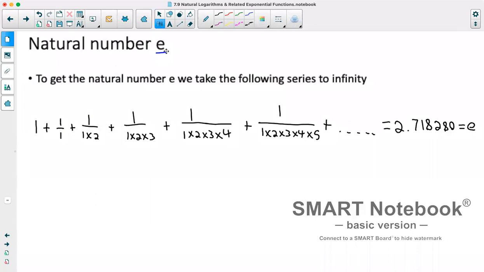To get the natural number e, we take the following series to infinity. So 1 plus 1 over 1 plus 1 over 1 times 2 plus 1 over 2 times 3 plus 1 over 1 times 2 times 3 times 4 plus 1 over 1 times 2 times 3 times 4 times 5, and that series to infinity. So essentially, that gives us a number that's going to continue on forever, but the first several digits are 2.718, and that's equal to e. Now, on your calculators, that letter will be programmed into memory, so you don't have to remember what these digits are.